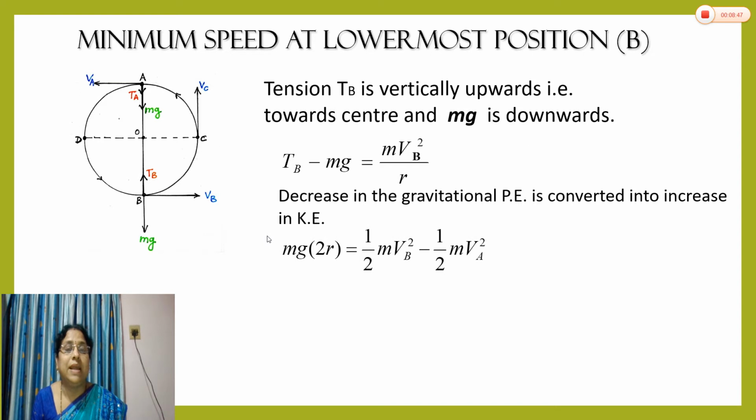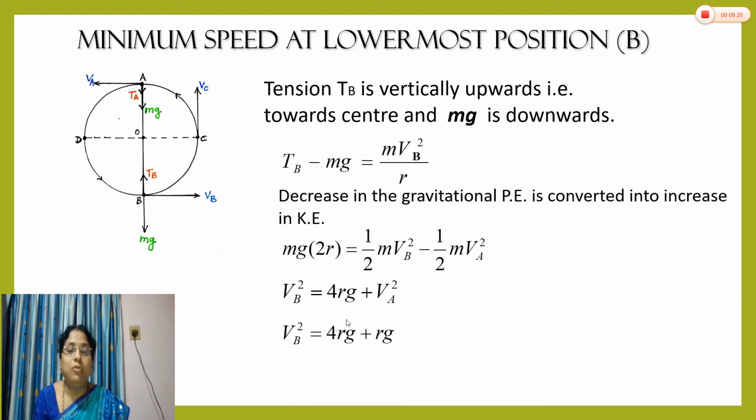And we can calculate that the decrease in gravitational potential energy, as we know the formula for potential energy mgh, instead of h we can put here twice r. We get mg into twice r is equal to the total increase in kinetic energy, means half m VB square, that is the kinetic energy at point B, and half m VA square, that is the kinetic energy at point A. The subtraction of these two energies gives us the increase in kinetic energy. So from this equation, as m gets cancelled, we get VB square is equal to 4rg plus VA square.